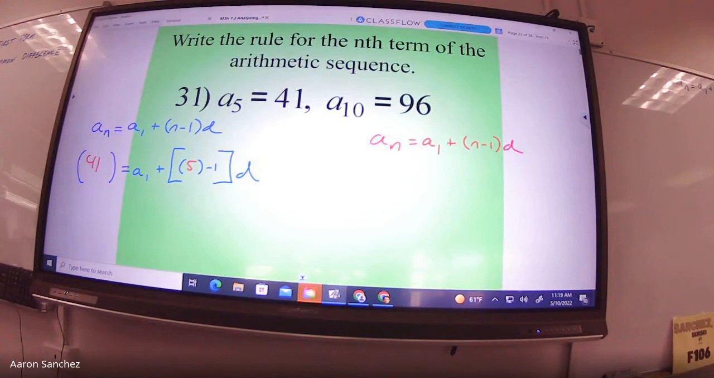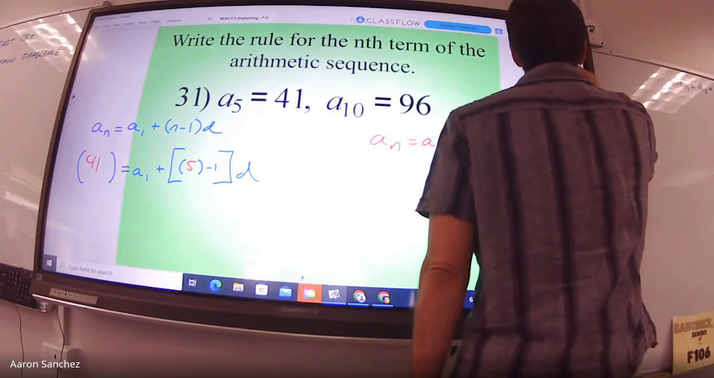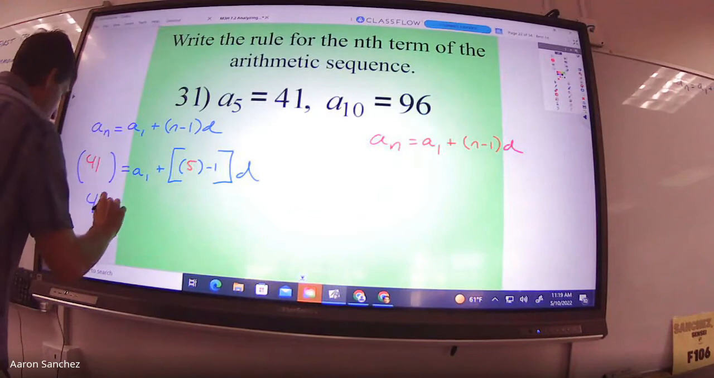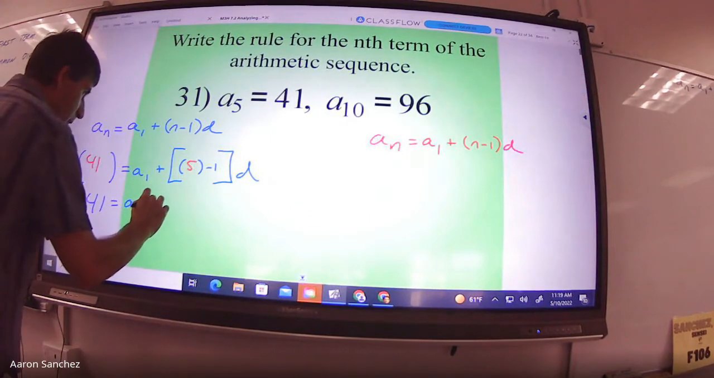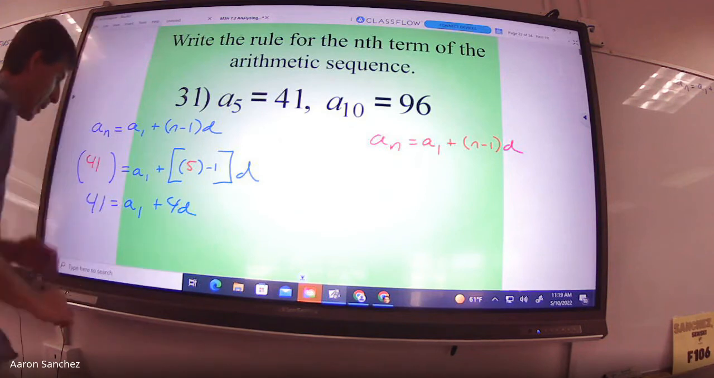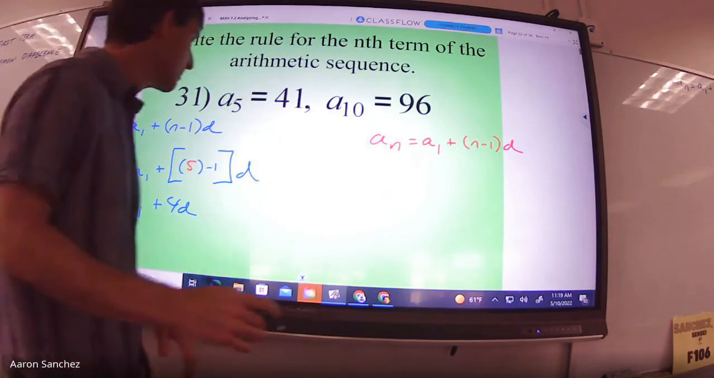I get it. What's 5 minus 1? We do it in blue. I'll do it in blue. So let's simplify it. 41 equals a sub 1 plus 4d. You guys with me there? Yeah. Do the same thing with the red.